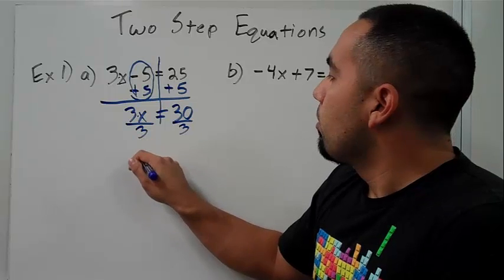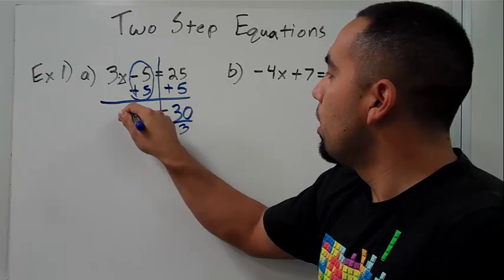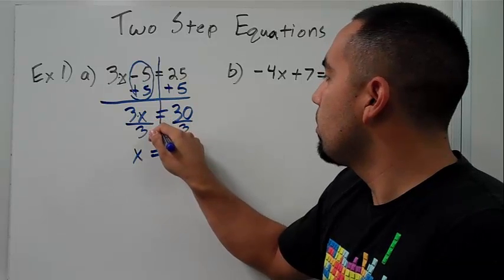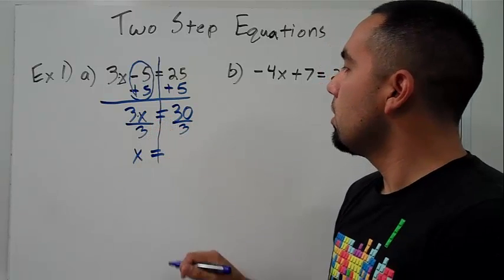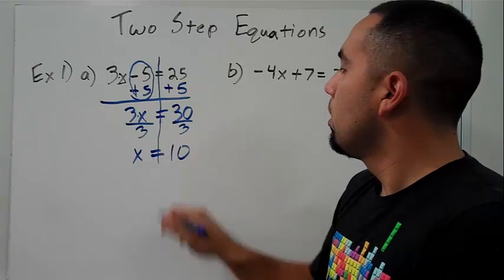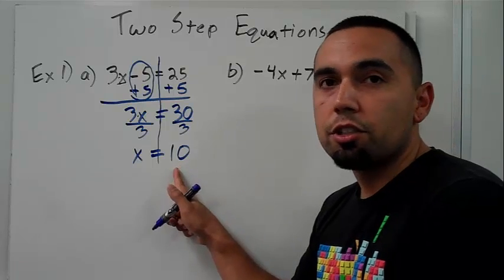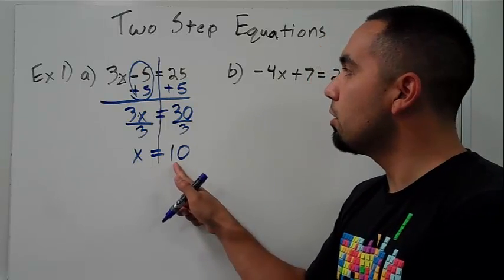So divide by 3. This becomes a big 1. So that's exactly what I want in front of my variable, right? I want a 1. So x equals 10. Okay? And now I'm going to go ahead and check my work. So I found my answer of x equals 10.